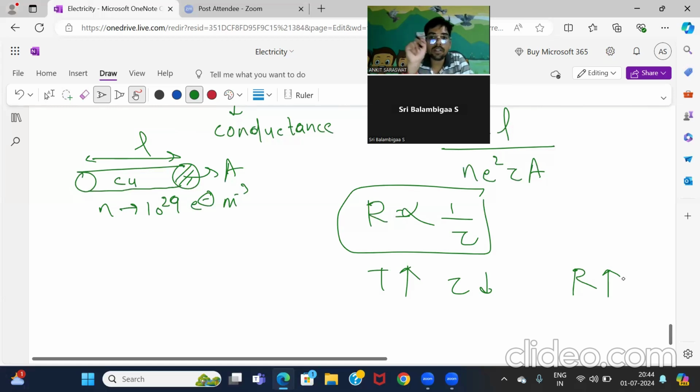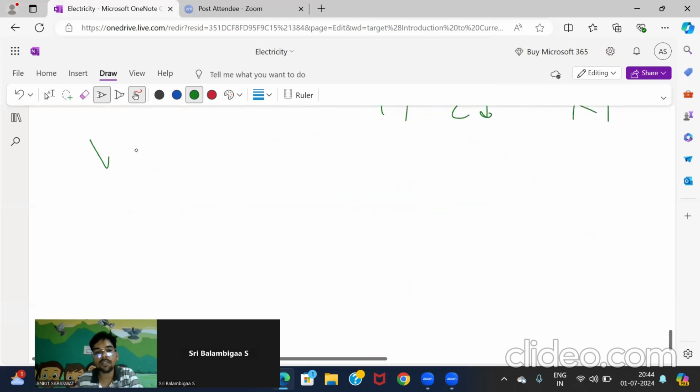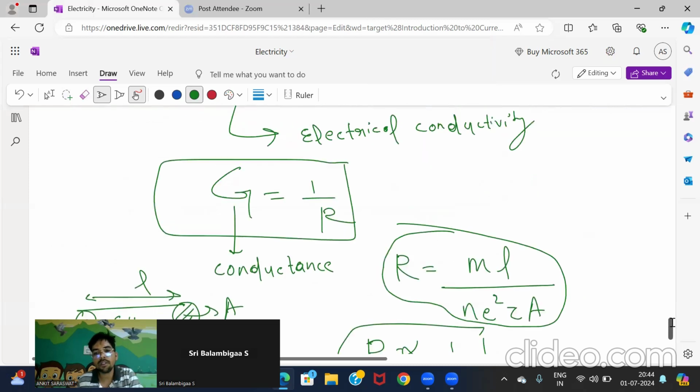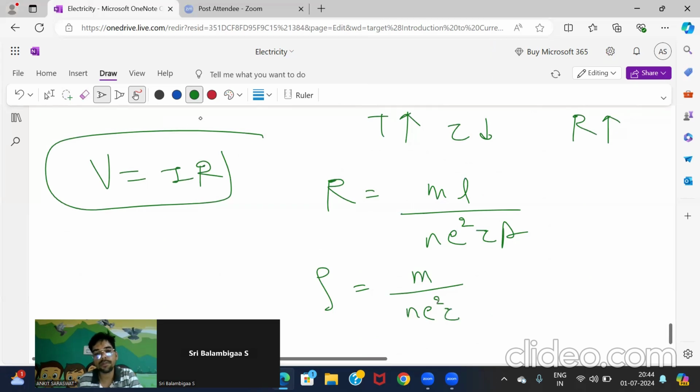And this resistance we will learn later. This formula is very important. You should learn this formula: R is equal to ml by n square tau a. This is the way you should learn. V is equal to IR. Everyone learns this, but no one learns what this R is, where this R came from. R value is what? ml by n square tau a. And what is rho? Rho is m by n square tau.